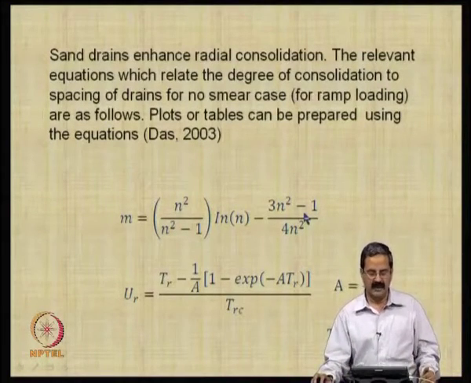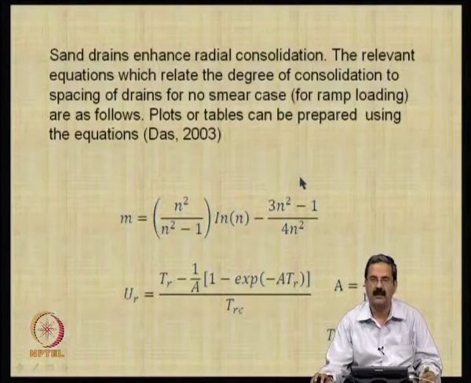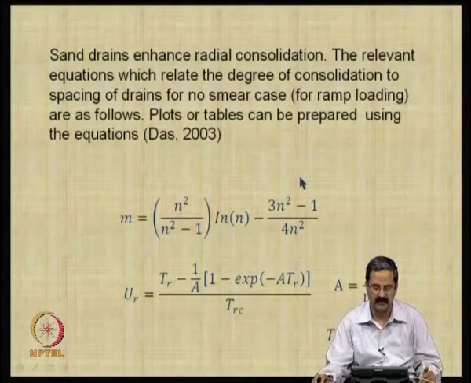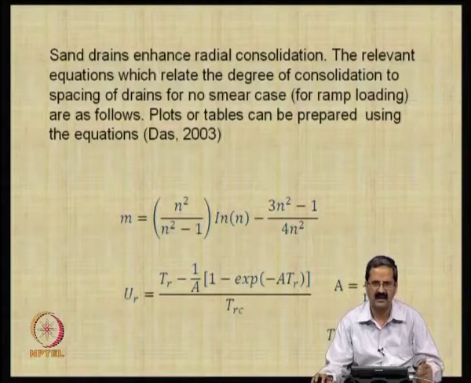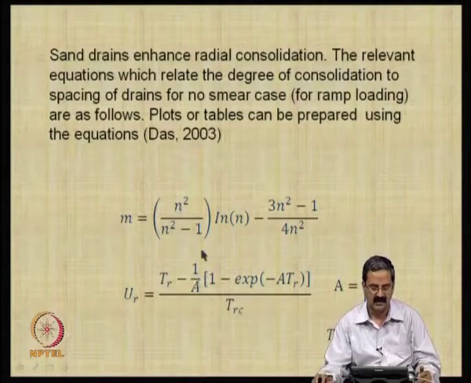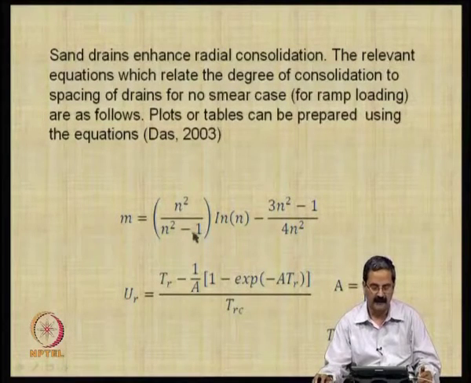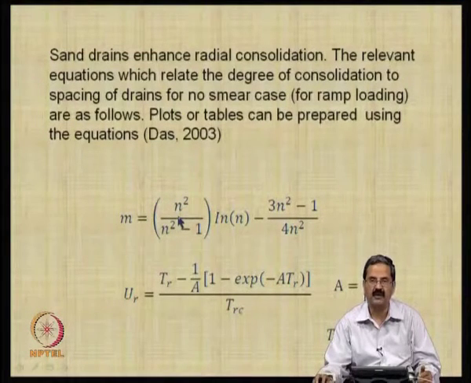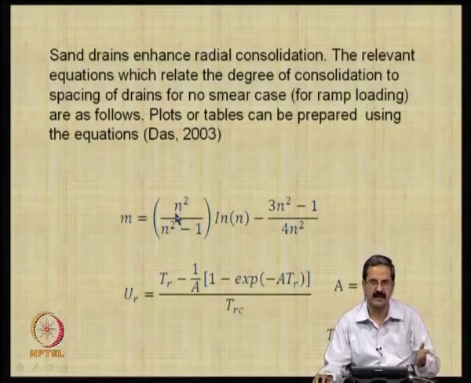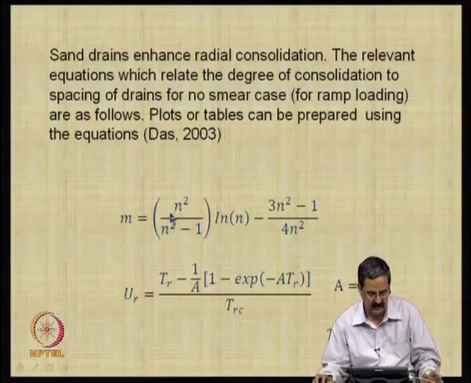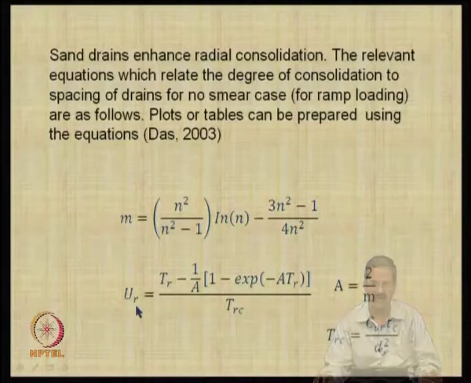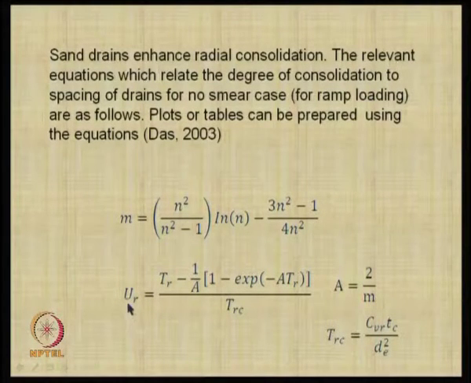A lot of people have worked on this particular problem of consolidation theory. In fact, in the 1930s and 1940s, all these equations were derived long back, and they are quite useful. They have an expression called M, which is related to the spacing of sand drains, and it can even be sand wicks, like PVDs. So, this is radial consolidation, the degree of radial consolidation.